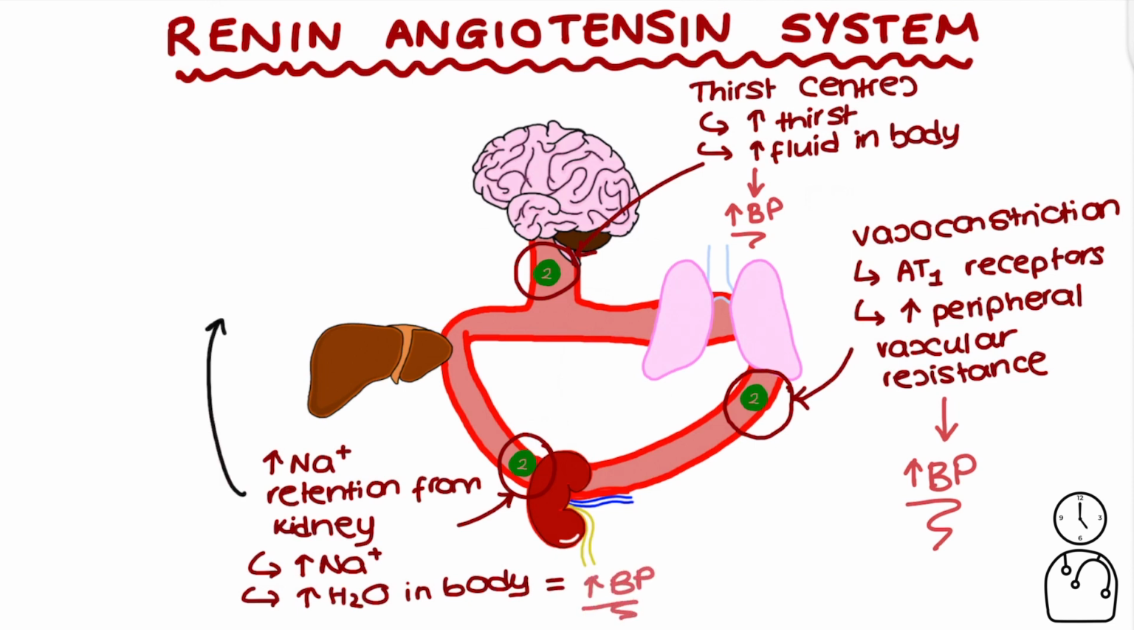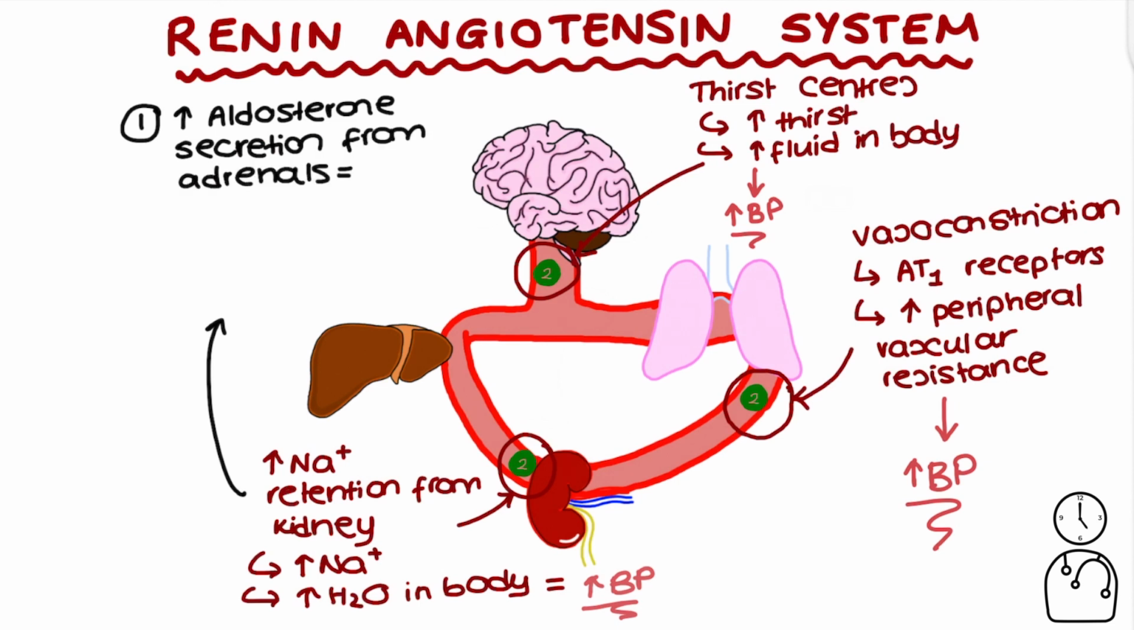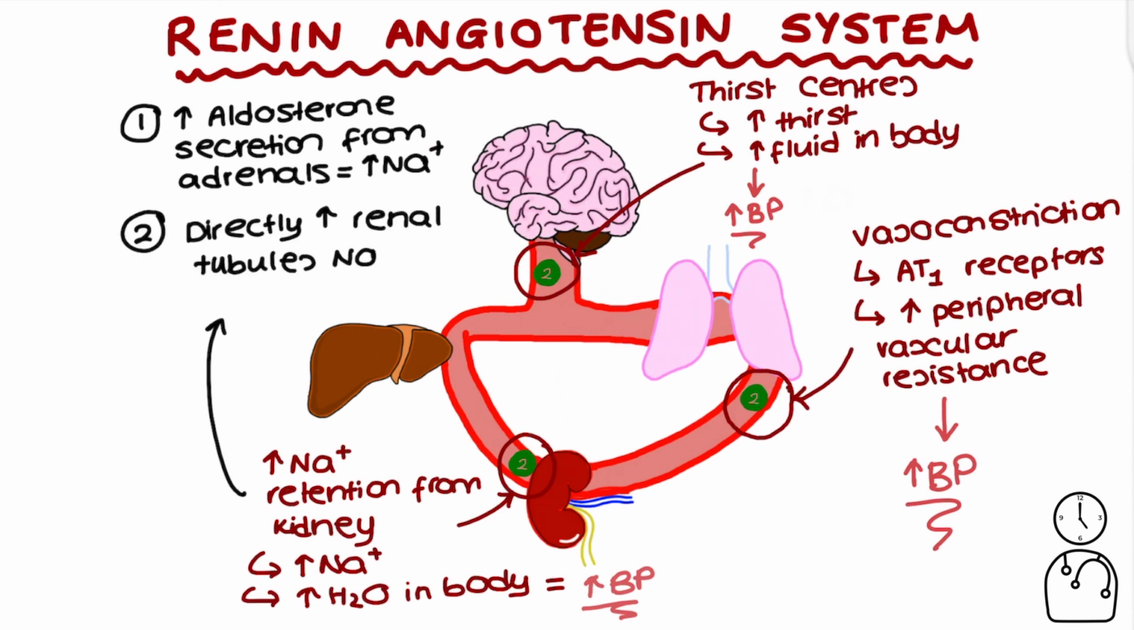The body achieves this in two main ways. Firstly, it causes aldosterone secretion from the adrenals, and aldosterone increases renal sodium reabsorption. Additionally, it will directly increase the reabsorption of sodium from the renal tubules.